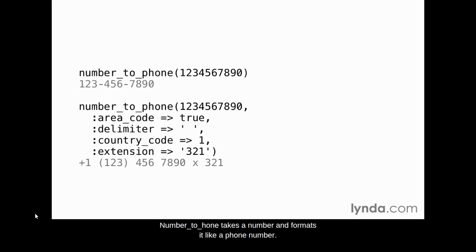Number to phone takes a number and formats it like a phone number. We can also specify options for the area code, the delimiter, the country code, and the extension. The area code just says whether we want to put parentheses around the area code.